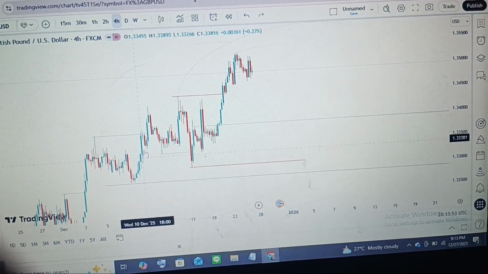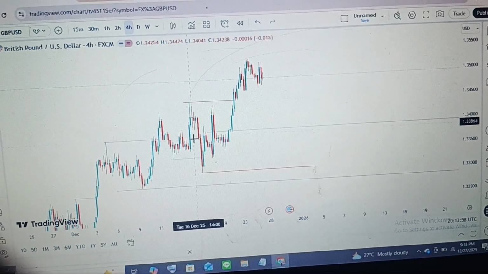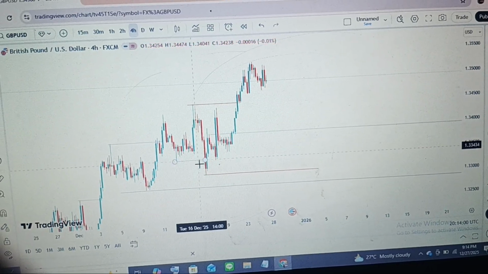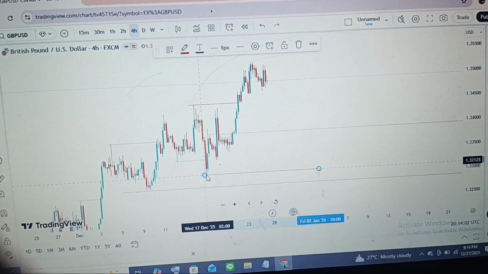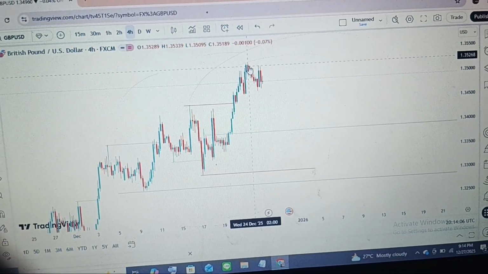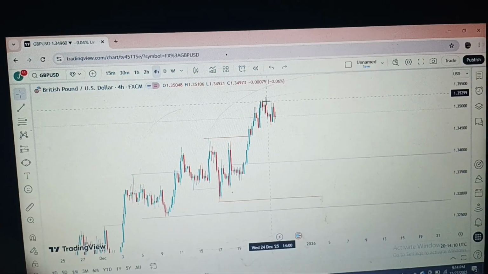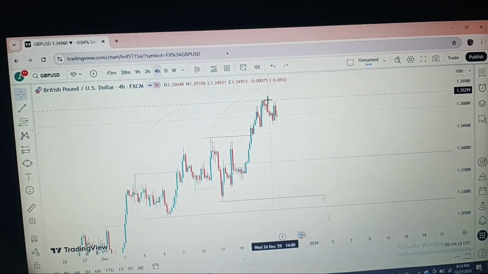Now we have this push to this level. What do we anticipate? We anticipate a retracement. Now we have a sharp linear retracement before this push to the upside. Now we can see here that the market is still strongly bullish. The daily structure is pointing to the upside.